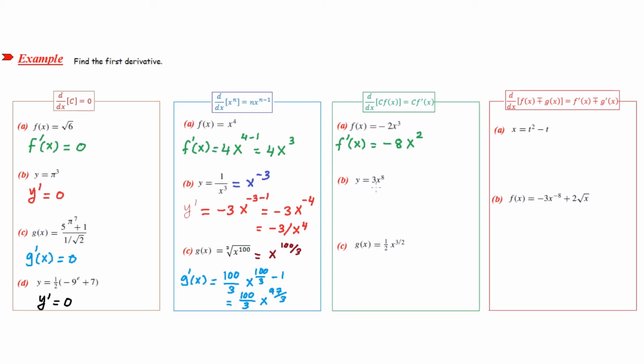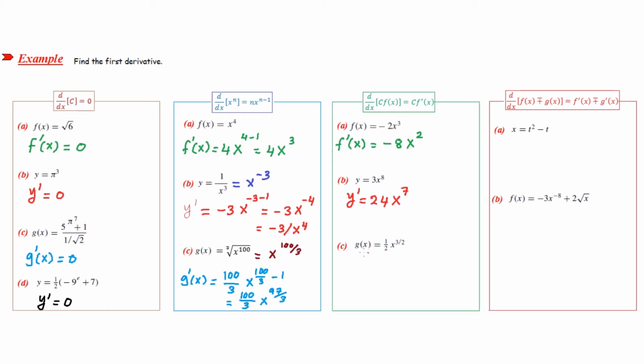And in part B, we have 3x to the power 8. And to find the first derivative, you have to put down 8 and multiply it by 3. So y prime equals 3 times 8, which is 24, x to the power 8 minus 1, which is 7.